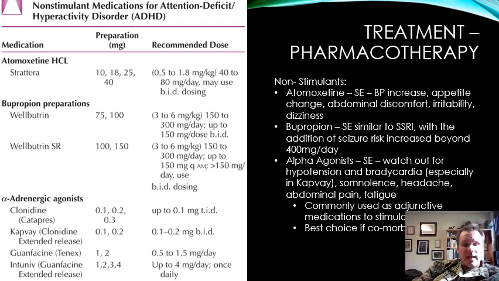The alpha agonists are unique in that they may cause hypotension and bradycardia. So that's very different from the stimulants or Wellbutrin or Strattera. And so they tend to be more effective for hyperactivity symptoms, as you might imagine, and are often prescribed in that fashion for children. It's not uncommon to have a primary stimulant medication for ADHD in a child and using the alpha agonist as an adjunct for the hyperactivity specifically.